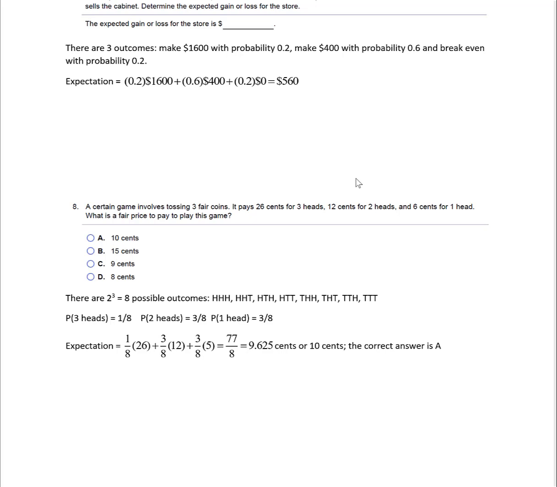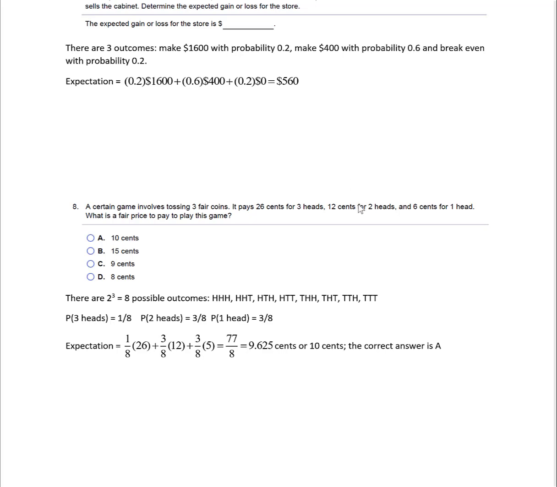A certain game involves tossing 3 coins. It pays 26 cents if you get 3 heads, 12 cents for 2 heads, and 6 cents for 1 head. What is a fair price to play the game? All right, if we're flipping 3 coins, there are a total of 8 outcomes. 2 outcomes for each coin. 2 times 2 times 2 gives me 8 outcomes, and I've listed those there.